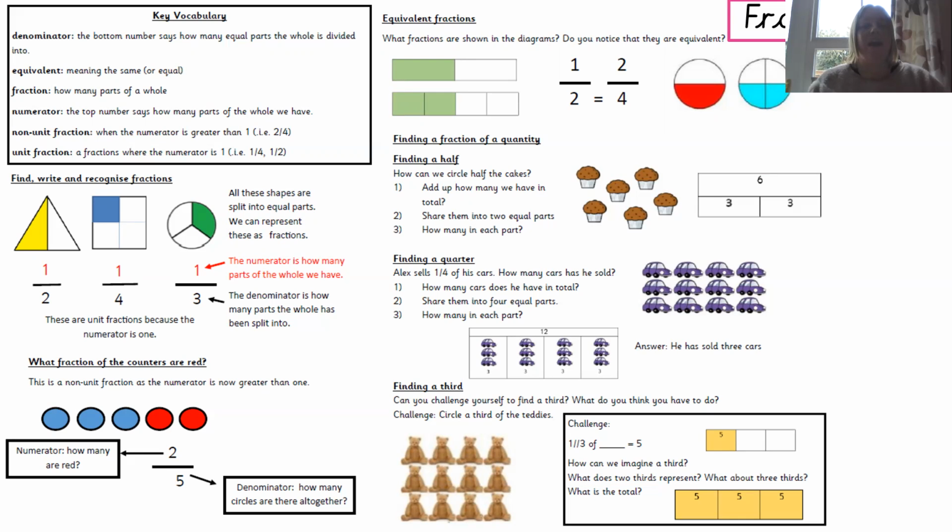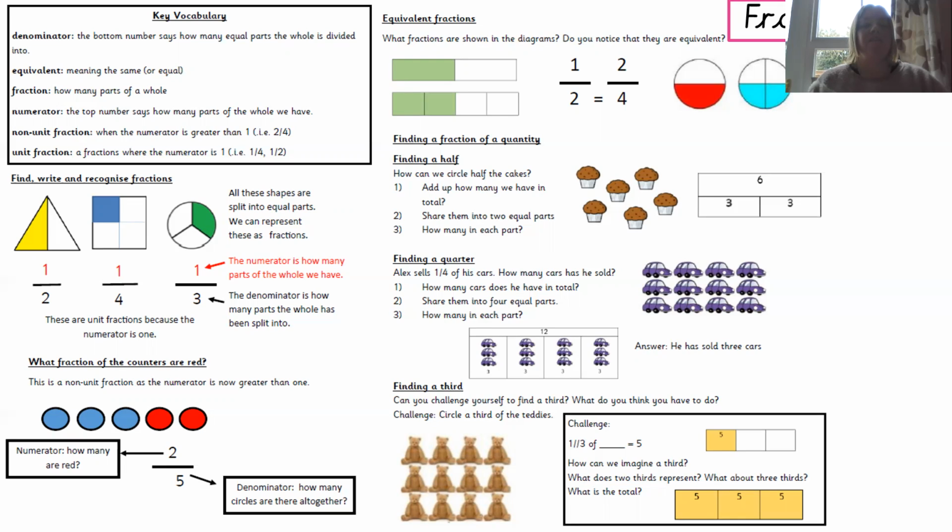Let's think about how we would recognise and write fractions. All these shapes are split into equal parts. We can represent these as fractions. The numerator is how many parts of the whole we have. The denominator is how many parts the whole has been split into. These are unit fractions because the numerator is 1.